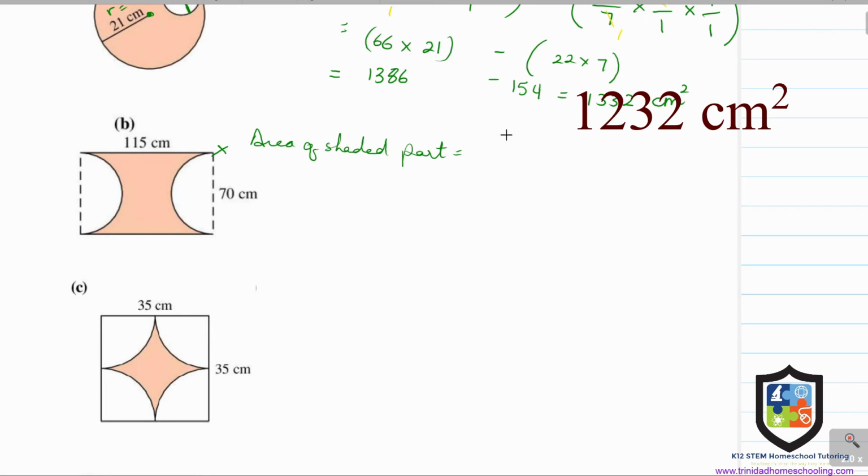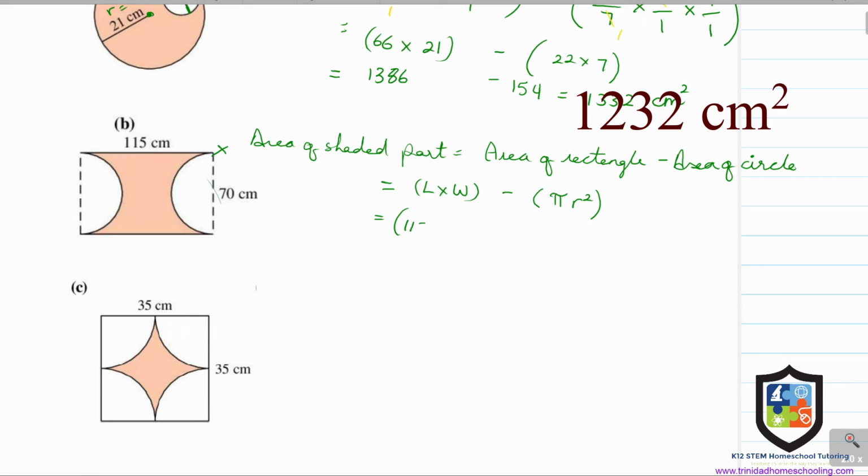we will be finding the area of the rectangle, and we subtract the area of the circle, a whole circle, right? Because we have a half here and a half there, so it's a whole circle. So my area of my rectangle is going to be my length by my width, and from that I'm going to subtract the area of the circle, which is pi r squared.